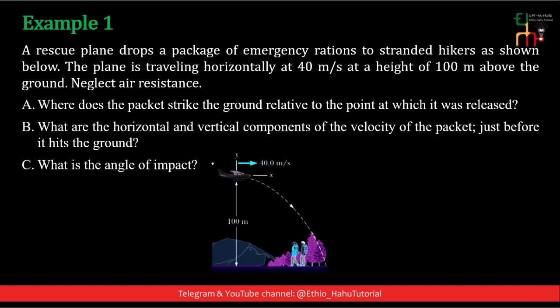This is a rescue plane. This rescue plane is initially moving at 40 meters per second horizontally and drops a package of emergency rations. When this emergency package is dropped from the rescue plane, it has a horizontal initial velocity of 40 meters per second because it was initially moving with the plane. That's why the package has a horizontal component of the velocity of 40 meters per second, but the y component of the velocity is 0.